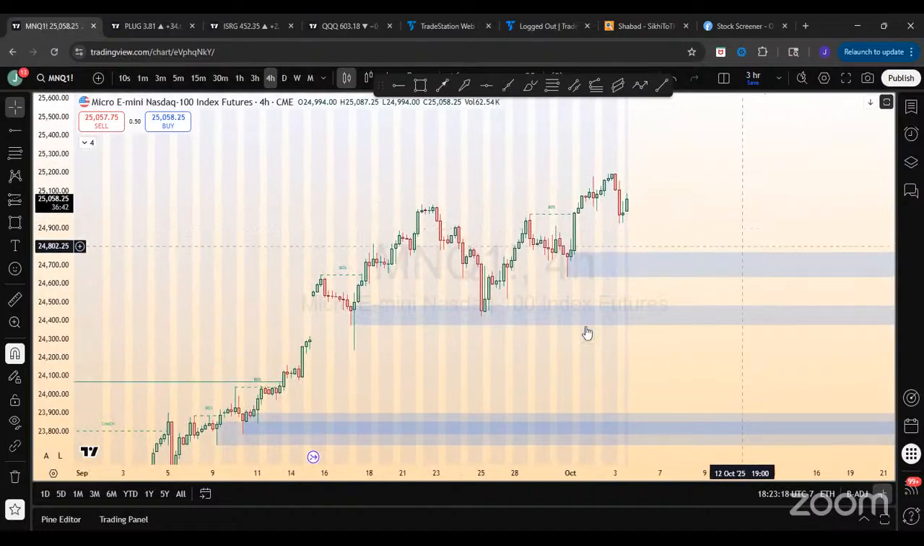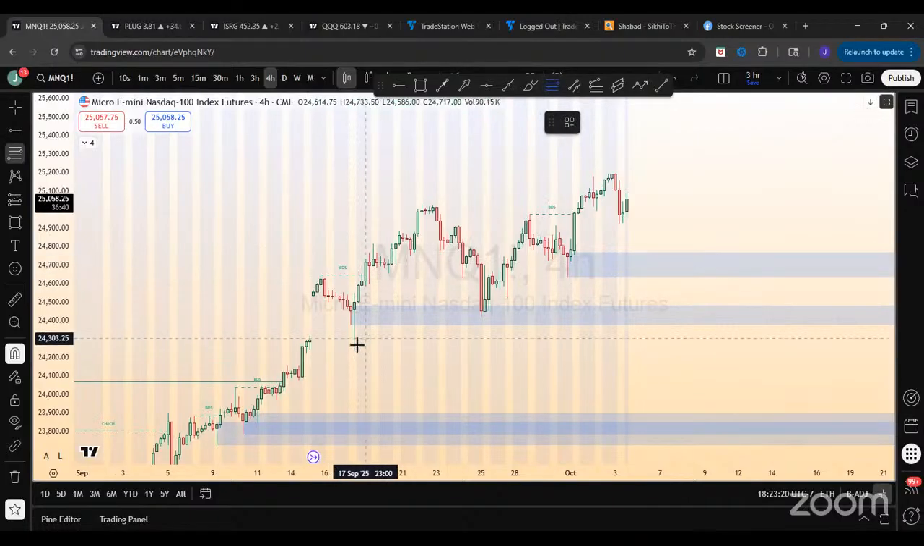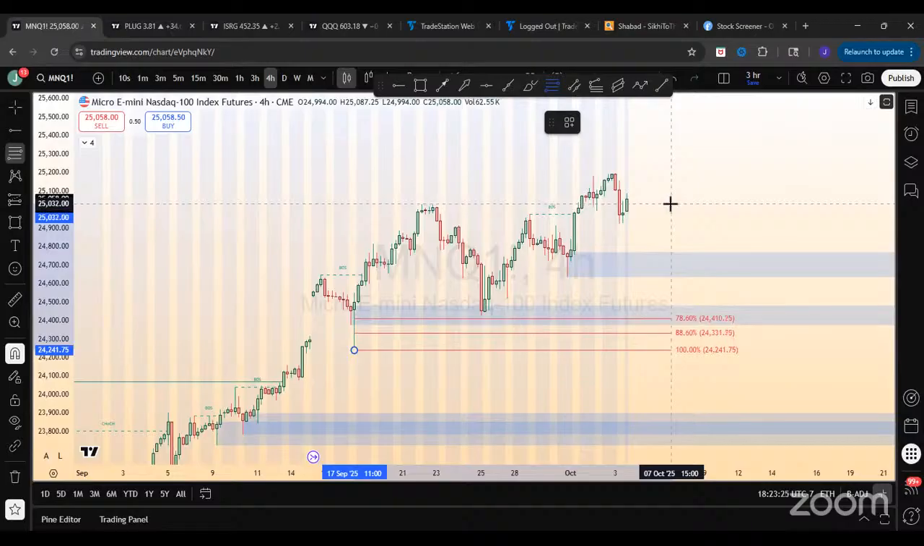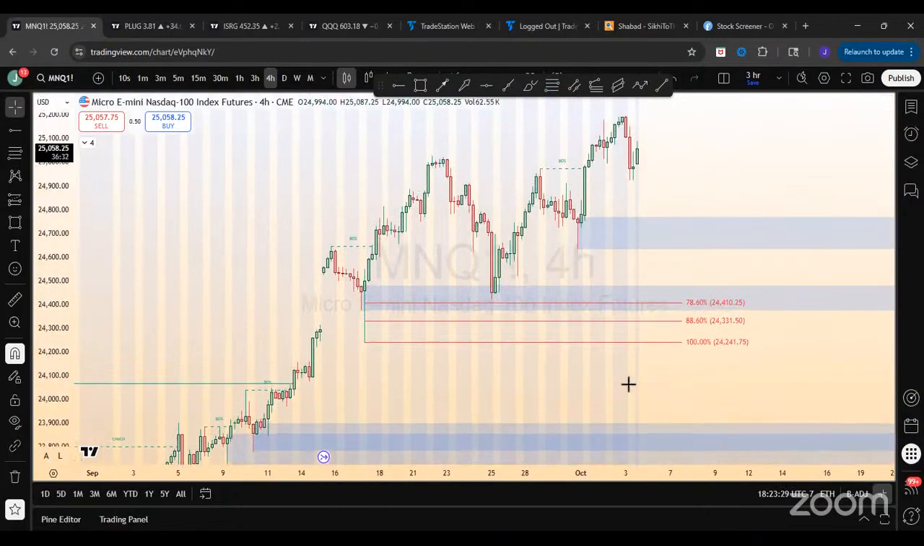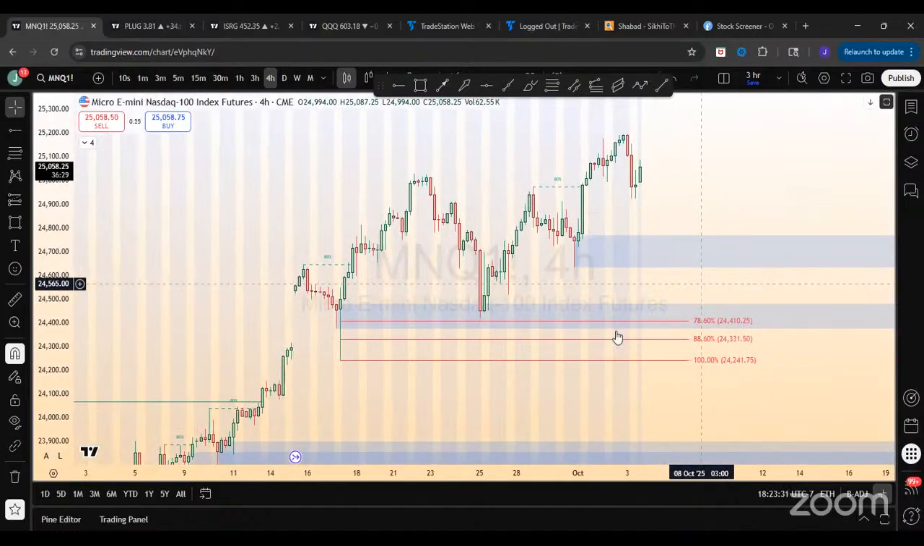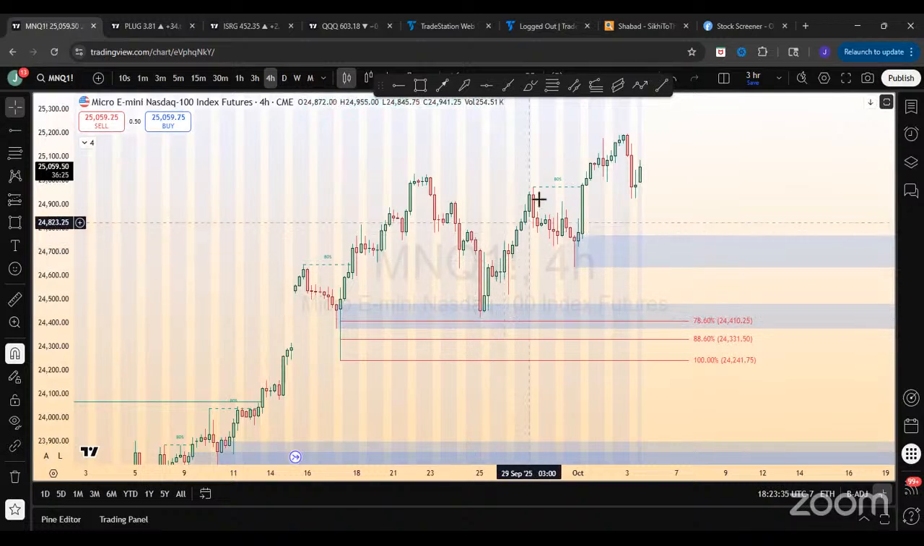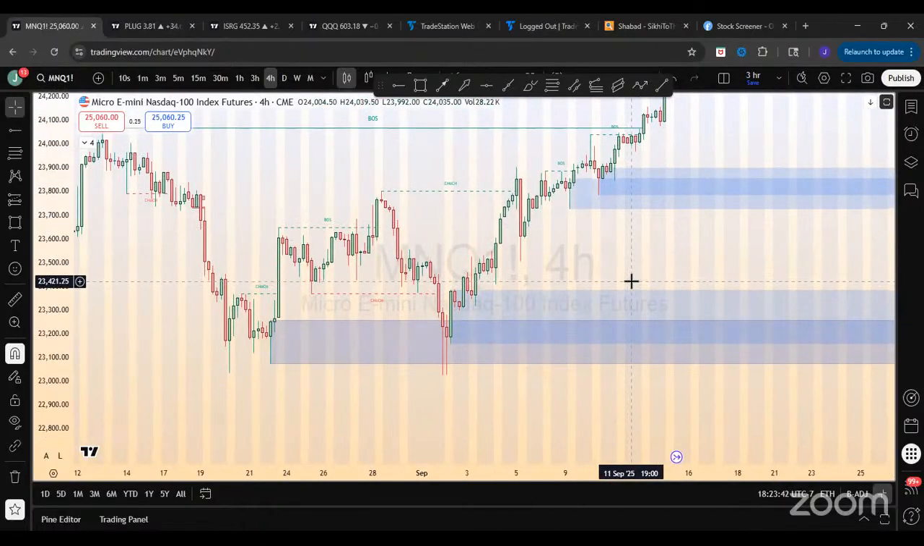Look at this one here. So here was a swing low, about there. For some reason it doesn't touch, but it comes very close to 78.6. Then it reverses, and it's going to go all the way back to the high. I can show you.